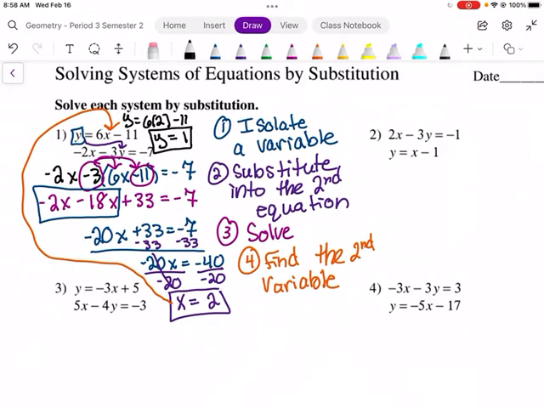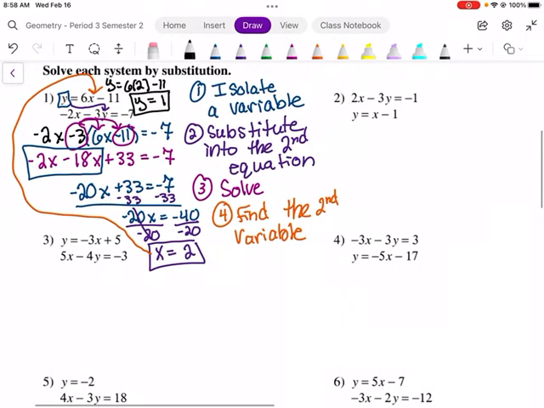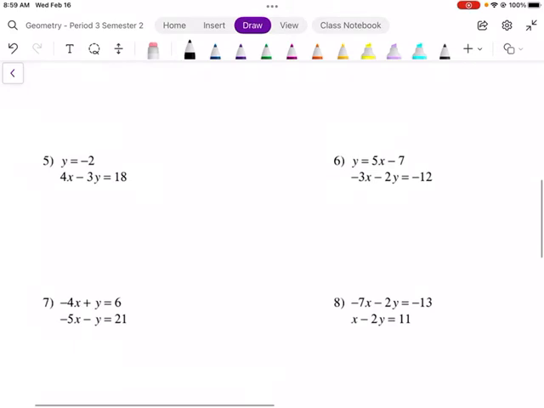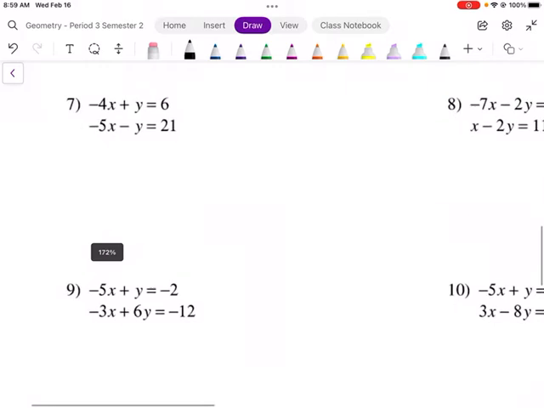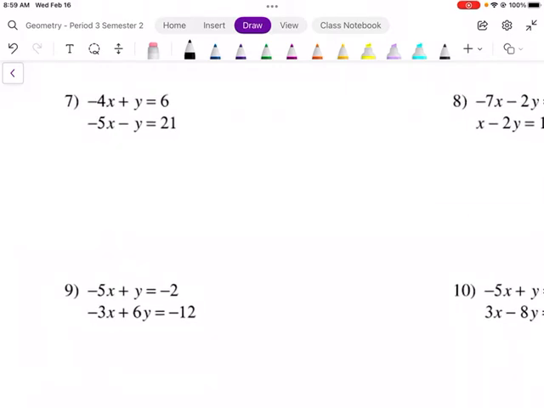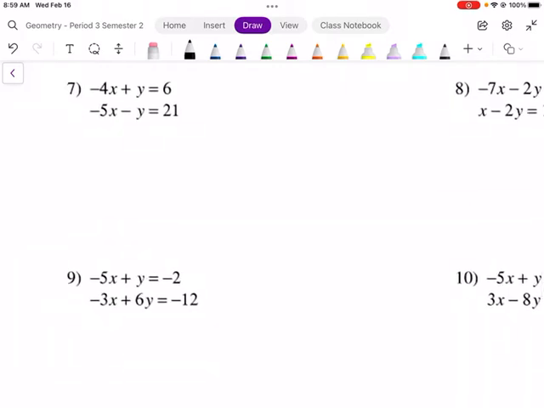So for these problems, I would like you to do number 2 and 3. And then we're going to skip ahead and look at number 7 together. For number 7, you'll notice neither of our equations have a variable by itself. So we are going to choose one of the equations, doesn't matter which, and you're going to get the variable alone. I'm going to choose the first one because that's going to be the easiest.